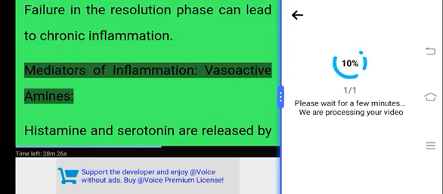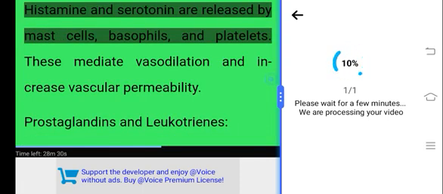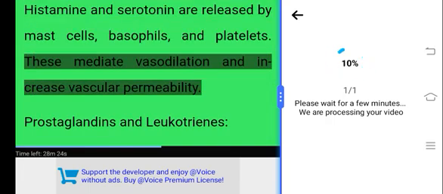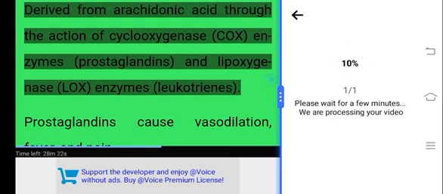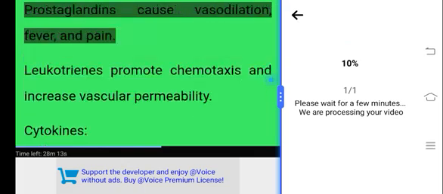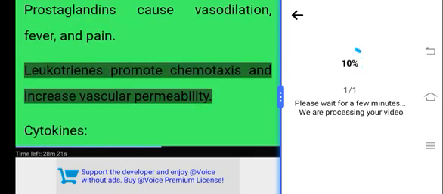Mediators of inflammation, vasoactive amines. Histamine and serotonin are released by mast cells, basophils, and platelets. These mediate vasodilation and increase vascular permeability. Prostaglandins and leukotrienes are derived from arachidonic acid through the action of cyclooxygenase (COX) enzymes for prostaglandins and lipoxygenase (LOX) enzymes for leukotrienes. Prostaglandins cause vasodilation, fever, and pain. Leukotrienes promote chemotaxis and increase vascular permeability.